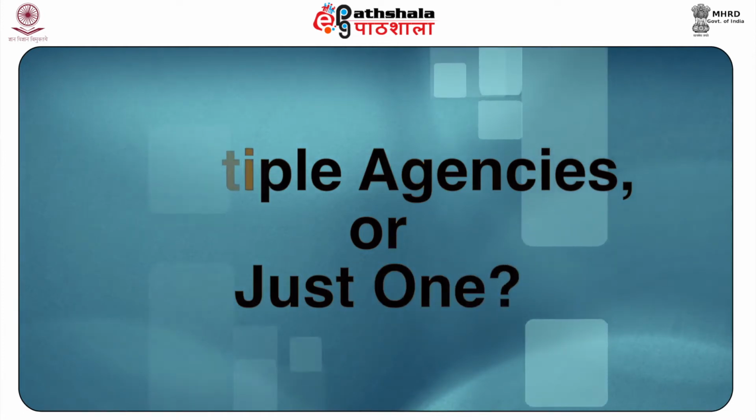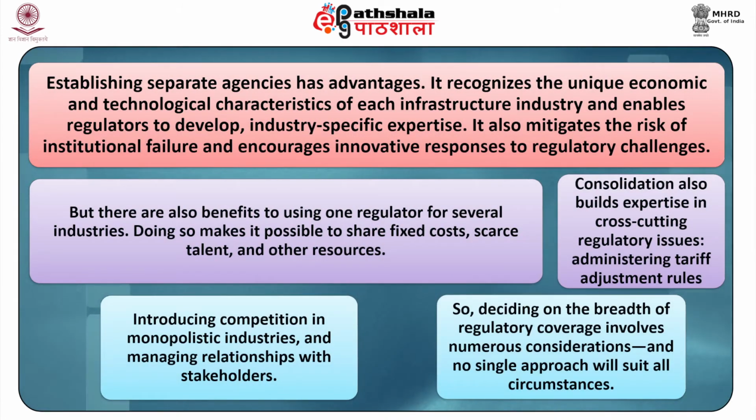Multiple agencies or just one? If regulatory responsibilities are assigned to a single tier of government, the government creates industry-specific regulators or a single agency with a broader mandate. Establishing separate agencies has advantages. It recognizes the unique economic and technological characteristics of each infrastructure industry and enables regulators to develop industry-specific expertise. It also mitigates the risk of institutional failure and encourages innovative responses to regulatory challenges.